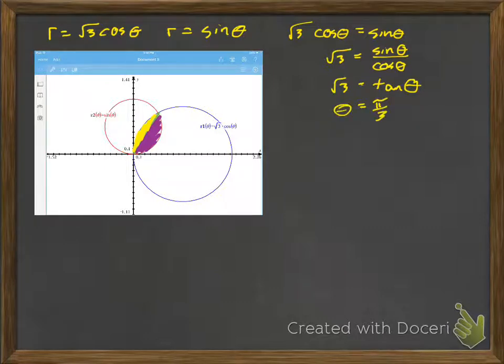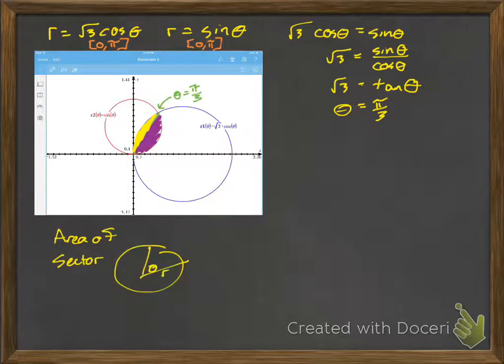And so we have pi over 3, which makes sense. It looks like it goes through where those two intersect up there in the first quadrant. So there it is, pi over 3. That's helpful. That gives me some bounded regions I can work with. So as I put this in here, I'm going to get this all set up. Are you ready for this?